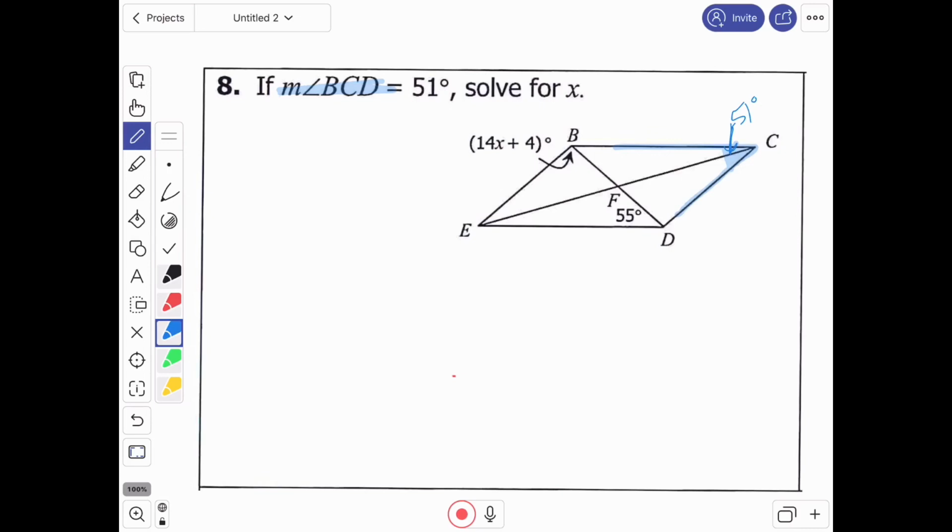So the next thing that I would have done is, because I don't know anything about 51 being congruent to 14x plus 4.